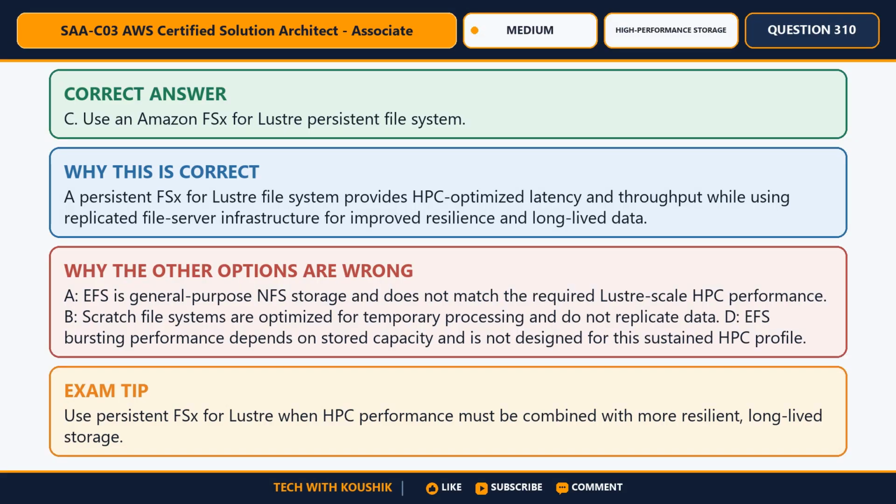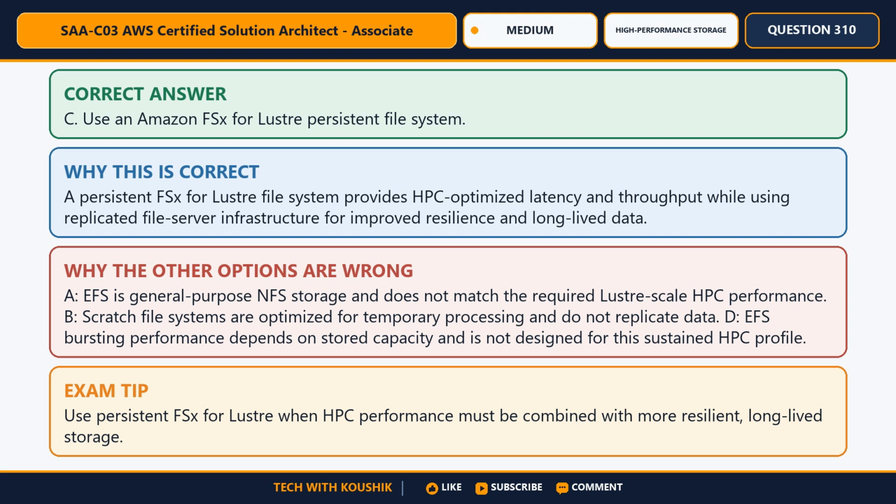The correct answer is C. Use an Amazon FSx for Lustre persistent file system. Here's why. A persistent FSx for Lustre file system provides HPC-optimized latency and throughput while using replicated file server infrastructure for improved resilience and long-lived data.